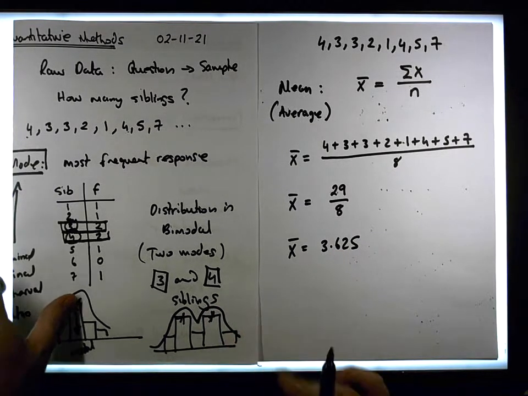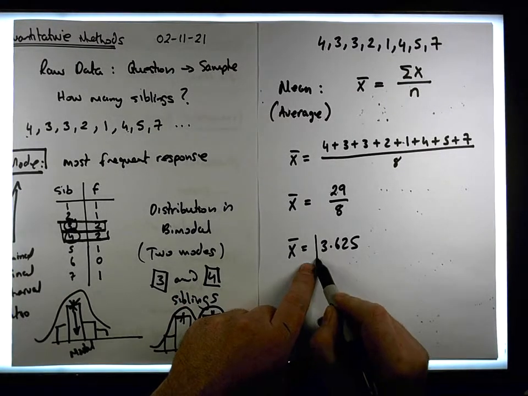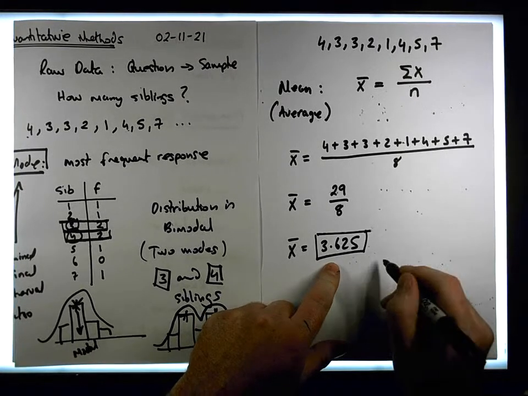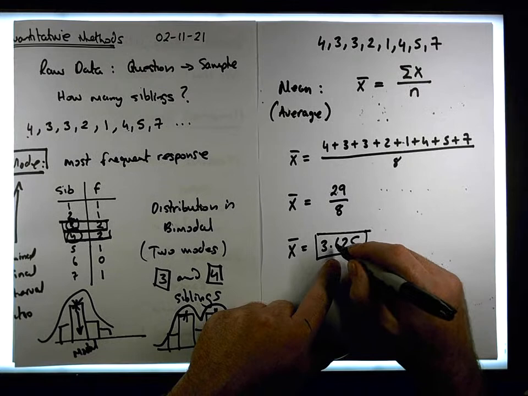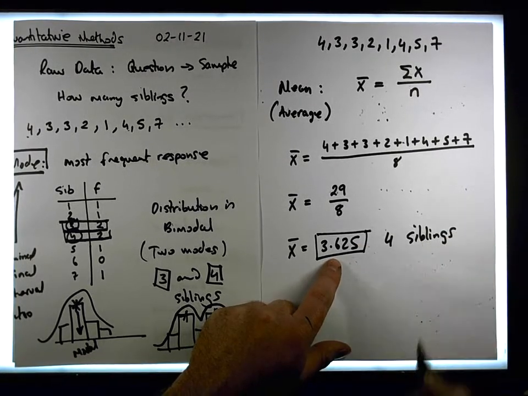Now, so on average, people have about 3.625 siblings. Yeah, probably doesn't make sense. So we'd probably round that to the nearest whole number. That is 4 siblings. 4 siblings on average.